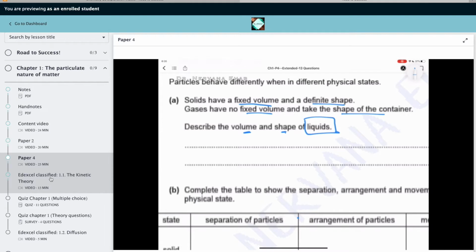Only certain chapters will appear on paper 6, like chapter 2, experimental techniques, like acids, bases, and salts, like the metals. So these are the chapters that will appear in paper 6.